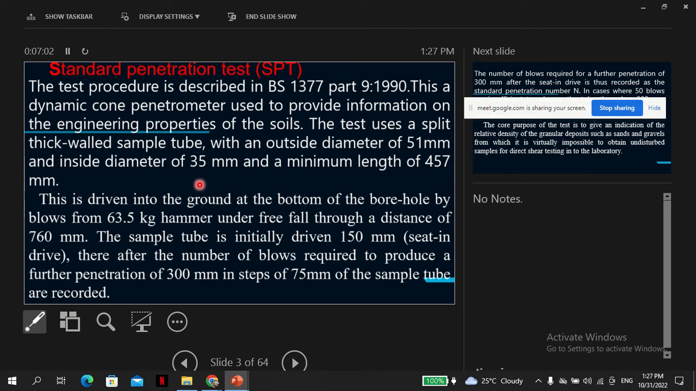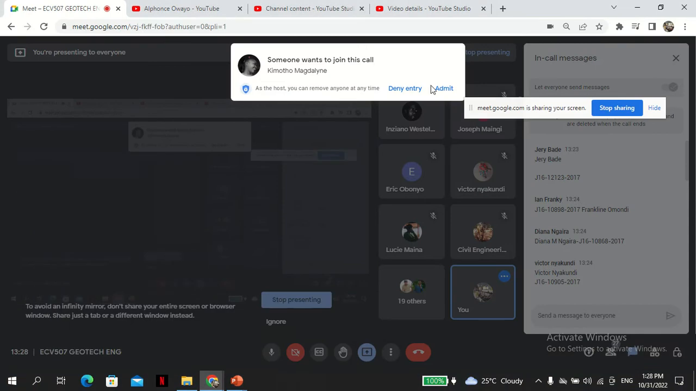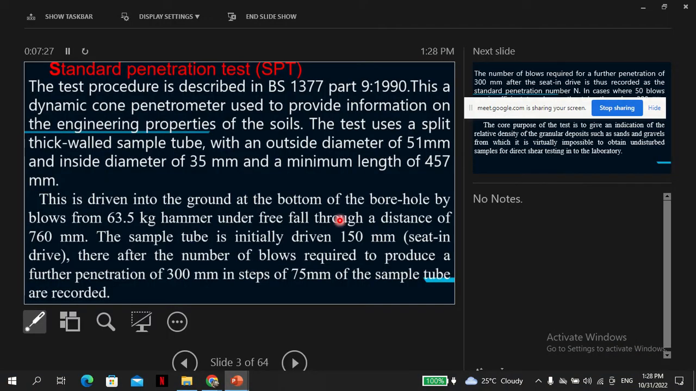Okay, and then the hammer itself is 63.5 kilograms and is driven through a height of 760 millimeters, and there is what you call a seating drive of 150 millimeters. So the initial penetration has to be 150, which is the seating drive.